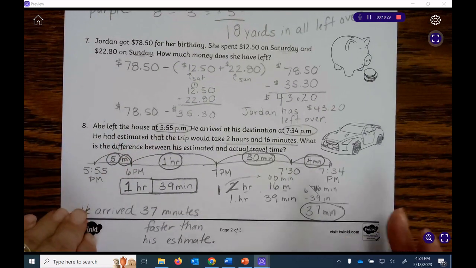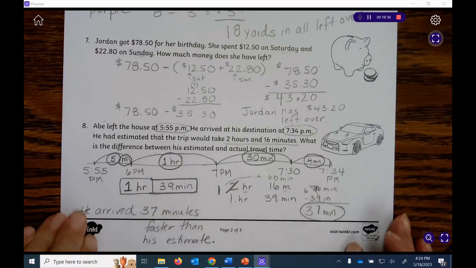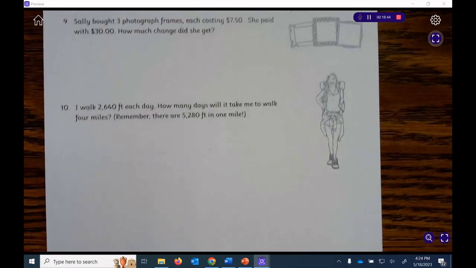Alrighty, I think you probably got this. This part might have been a little difficult, but I'm hoping you got this part correct, that it took him 1 hour and 39 minutes. Question number 9.